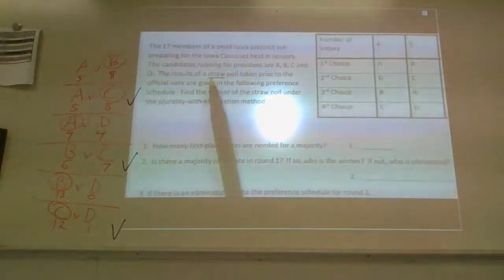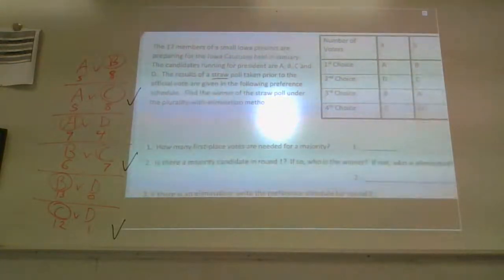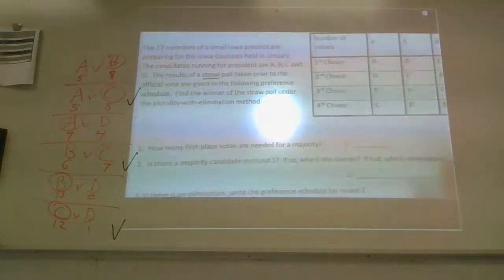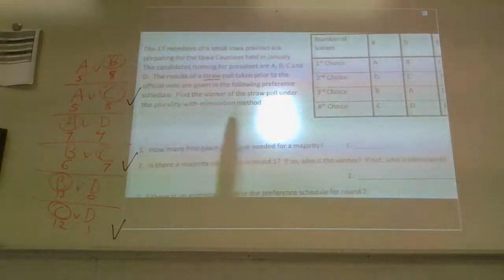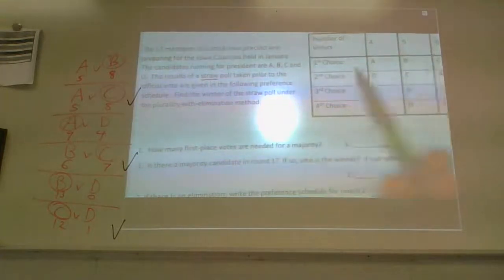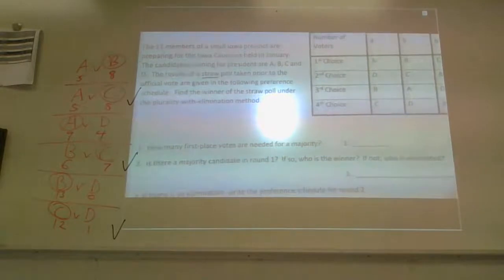It's basically someone going around asking, hey, who are you going to vote for? And everyone says, I'm going to vote for this person, I'm going to vote for that person. It's a straw poll. It's not official, and it's not random at all, because they're literally asking the 17 members who they are going to vote for. The results of the straw poll taken prior to the official vote are given in the following preference schedule. So this is the straw poll result. Find the winner of the straw poll under plurality with elimination.